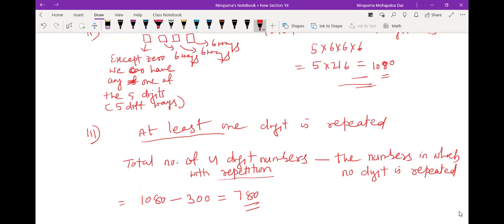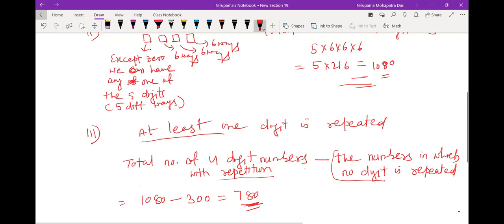So if we have this concept, total number of four-digit numbers minus the numbers in which no digit is repeated, that difference will be giving us the number of four-digit numbers where at least one digit is repeated. So I think these are some of the questions.